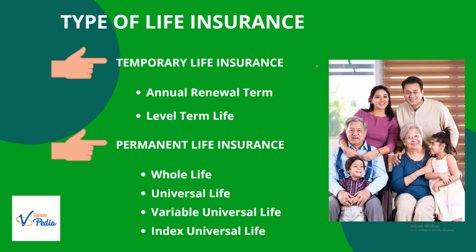Now for that level term life, meaning that assuming you have a 10-year level term life and you pay a fixed premium for that 10 years, if you pass on within that term period, then the insurance company will pay to your family. However, if you pass on after the 10-year period, then your family will not get anything because the policy is no longer valid, because the 10 years are already up. Now another category is called permanent life insurance.